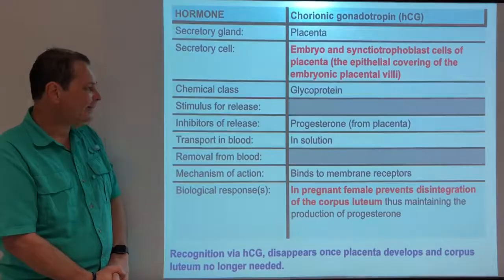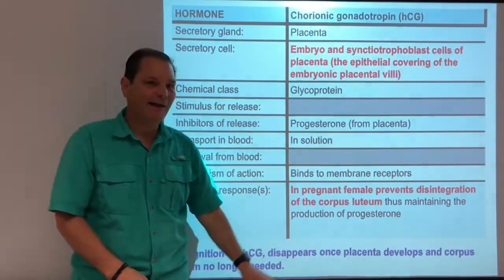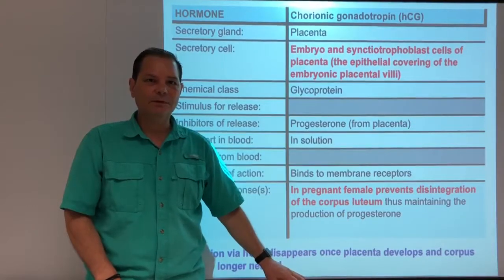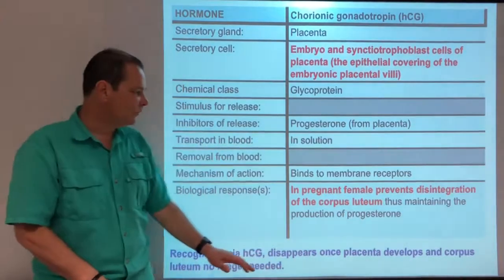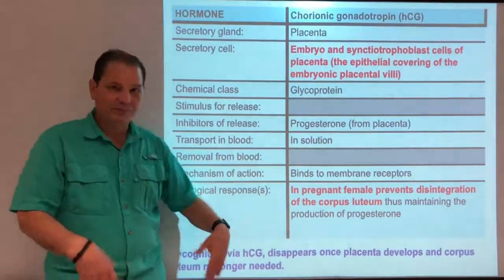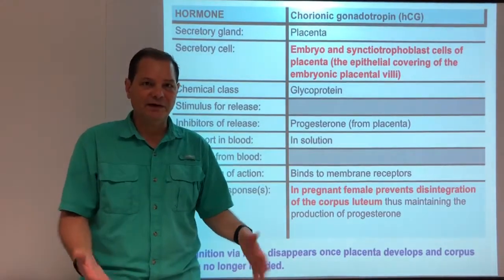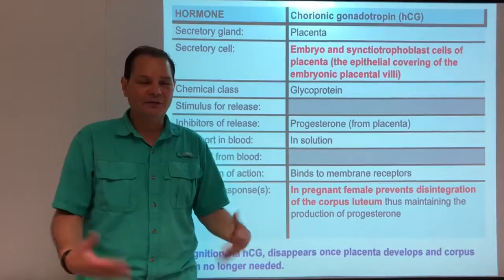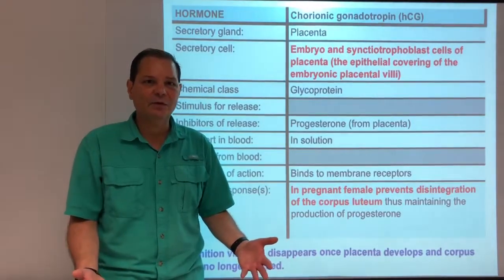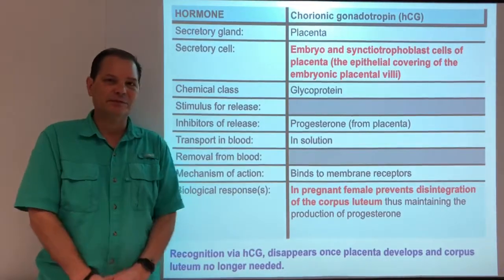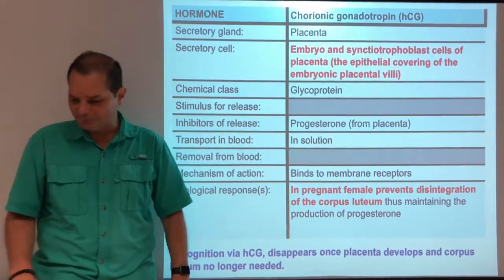So what's going to happen is this HCG is going to hang around as long as the corpus luteum has to be there to produce progesterone. Eventually what's going to happen is the placenta is going to produce enough progesterone on its own to where HCG is not necessary and the corpus luteum is not necessary anymore. And then the corpus luteum is going to disappear because the progesterone is being maintained by the placenta itself.